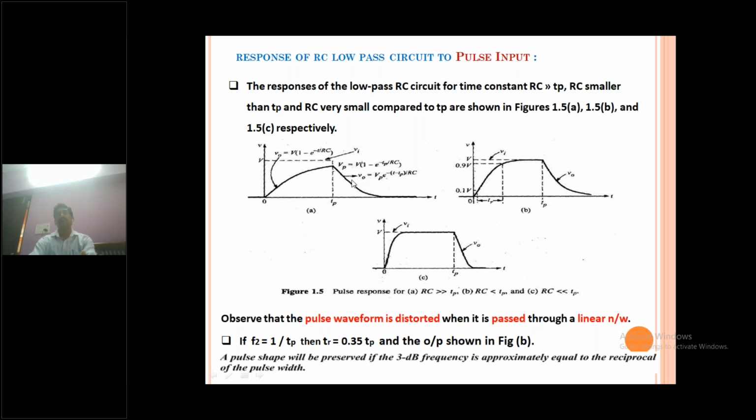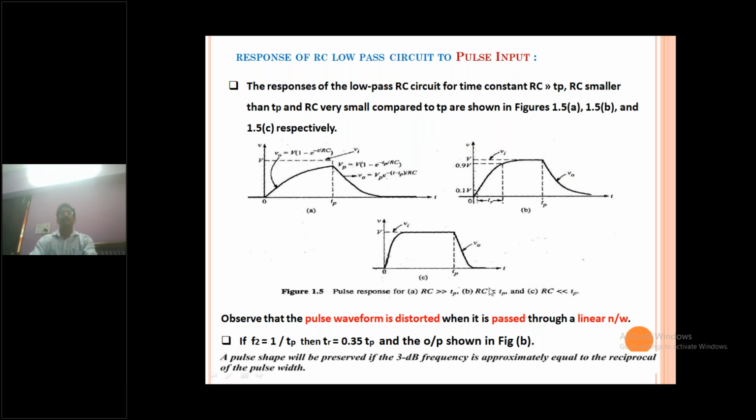This is for a time constant that is very large, that means the capacitor is a very large value, compared to the pulse width. Next, the second one, observe it: RC is less than TP. For this one, how will the waveform be? At t equal to TP, finally the capacitor will reach the maximum value. That means whatever pulse duration you apply to the RC circuit, the capacitor will charge within that duration. After this, the input suddenly falls to 0, but the output waveform, the capacitor, will slowly discharge.